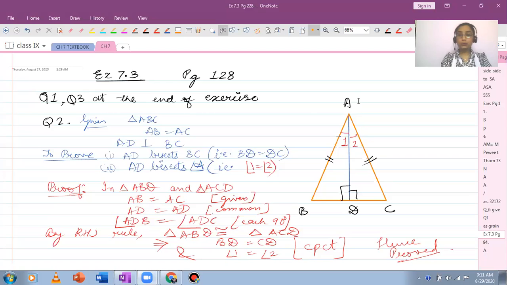Anyone who wants to ask anything? Can we write the name of triangles like this? Triangle ADB is congruent to triangle ADC. Yes. ADB is congruent to ADC, that's correct.